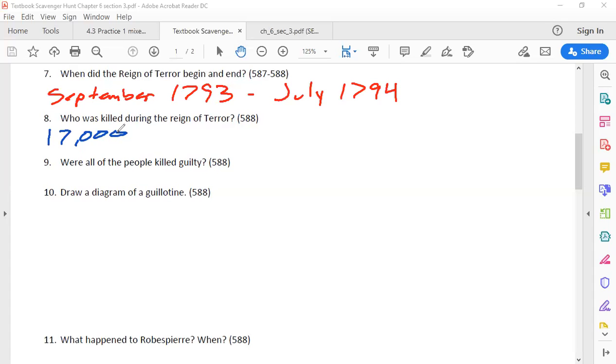So who was killed? 17,000 accused of going against the revolution.